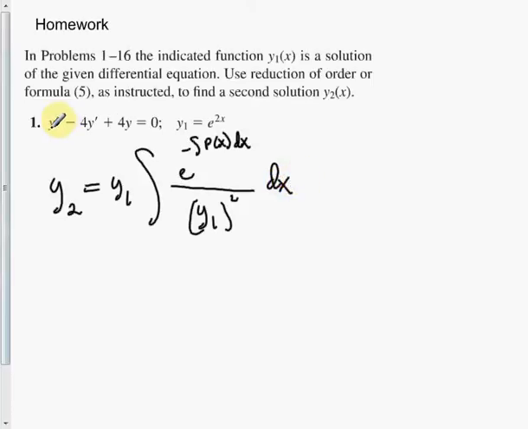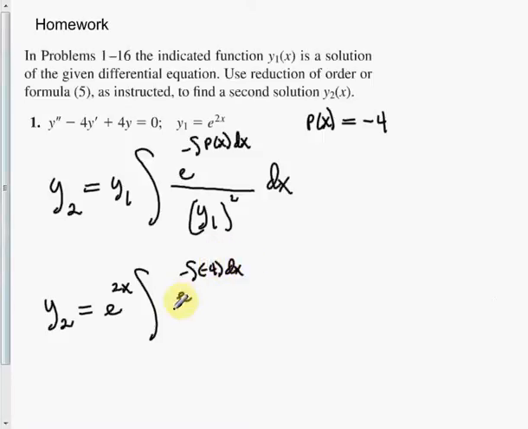Look at the equation. Is y double prime, its coefficient is 1, so there's nothing I have to divide through by. So I can identify P of x. P of x is -4. So the second solution is the first solution, which is e to the 2x, times the integral of e to the negative integral of -4 dx, all over the first solution, e to the 2x, all squared, dx.